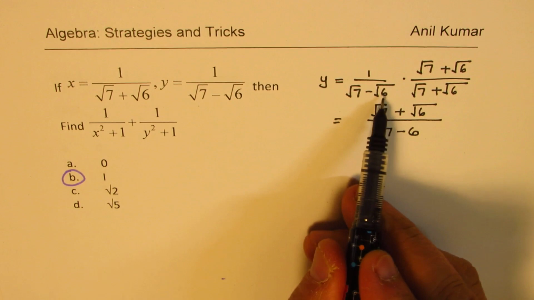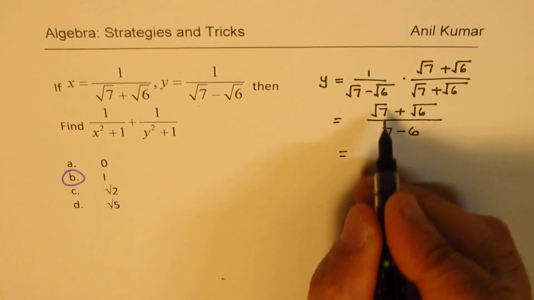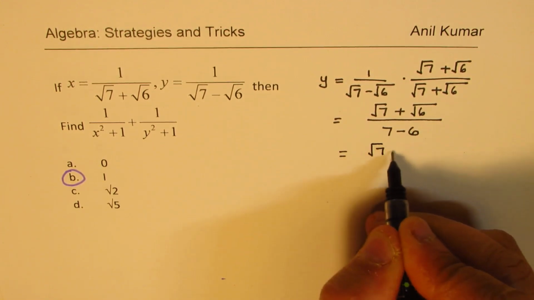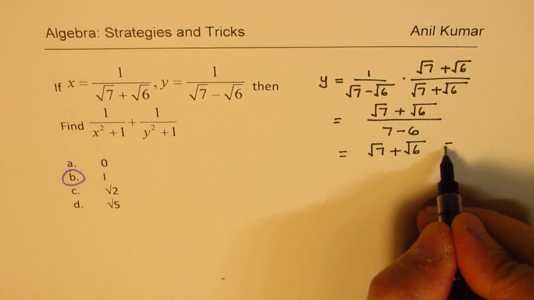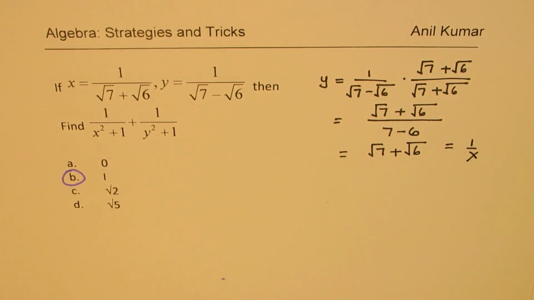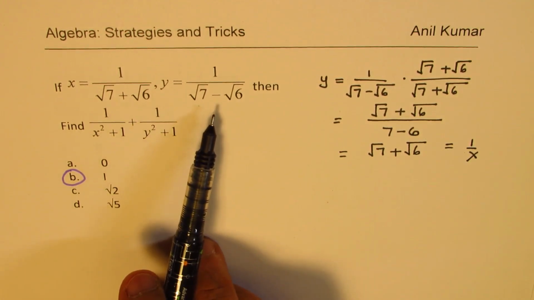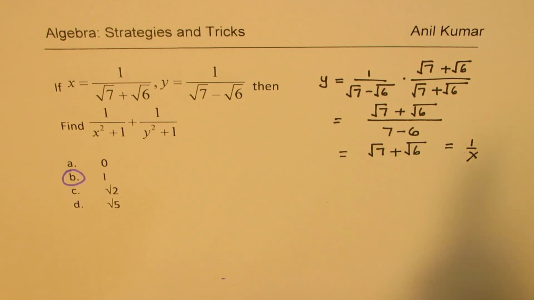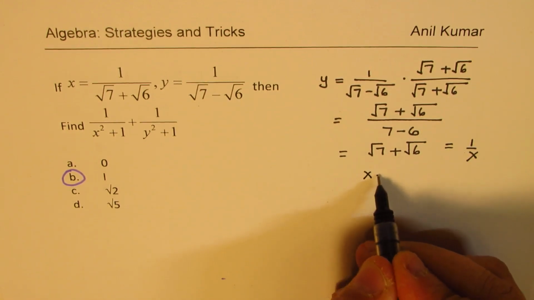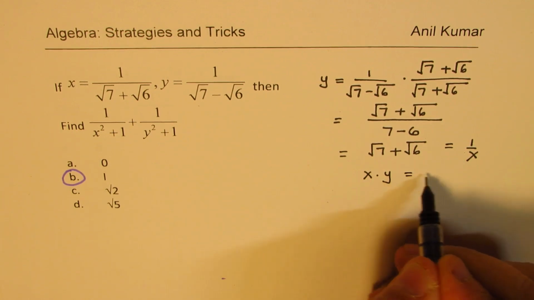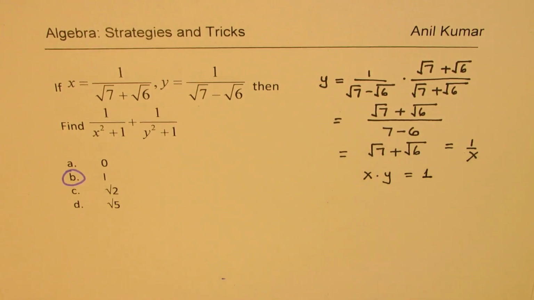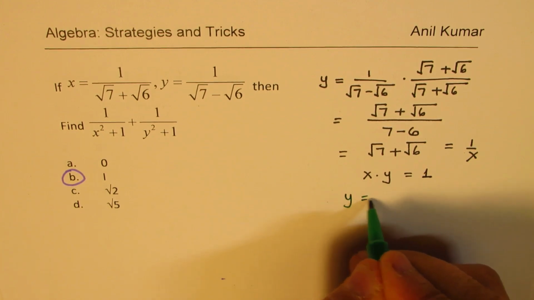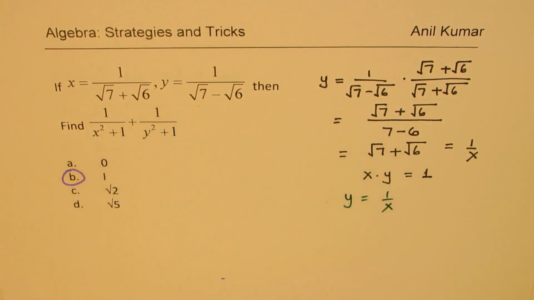And I notice that this difference is only 1. So basically, what I get here is square root of 7 plus square root of 6. Now as you can see, this is the same as 1 over x. So whenever they are given in this form, x and y are related. So we can see that their product x times y is equal to 1. Sometimes we use the product to solve. In this particular case, we will use what we just found, the value for y as equal to 1 over x, to figure out the answer, right?